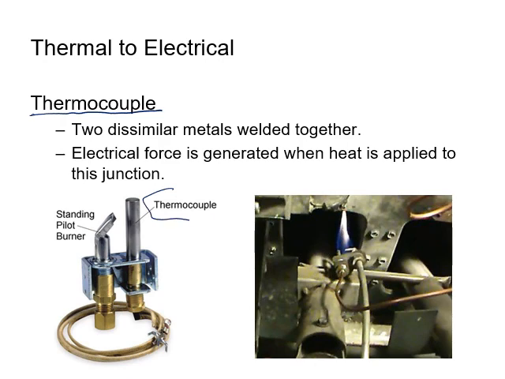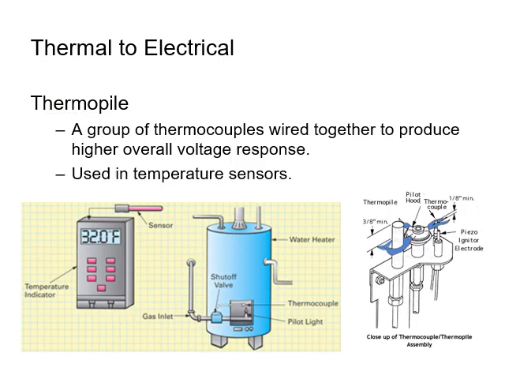So here is the thermocouple right next to the pilot burner. If the thermocouple is sensing temperature, it lets the gas flow. If there is no heat, or the heat is not high enough, the thermocouple would stop the gas. So it's kind of like a safety feature. A thermopile is a group of thermocouples wired together to produce a higher voltage response. So again, they're used in temperature sensors. It's kind of like accumulating batteries, you get a higher voltage and more sensitive response. That's what a thermopile is.